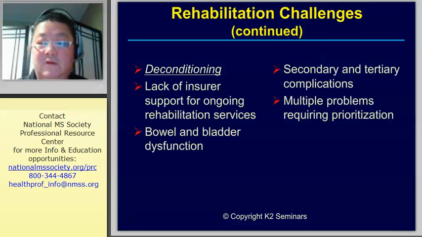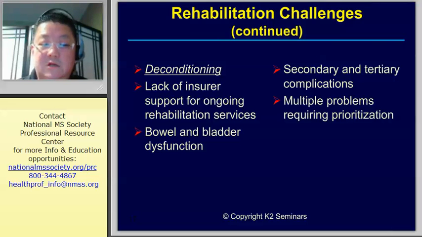And then realize lack of insurer support for the rehab services is a huge issue. So you're going to have to deal with that, whether or not they pay out of pocket or whether you see them infrequently. On average, my MS patients are seen once a month rather than 2 to 3 times a week. Does it make sense for them to come in if they're not going to make that much change? So bowel and bladder dysfunction is another piece of the puzzle you probably will not think that as a PT you should be able to address, but we'll address that in a little bit as well.